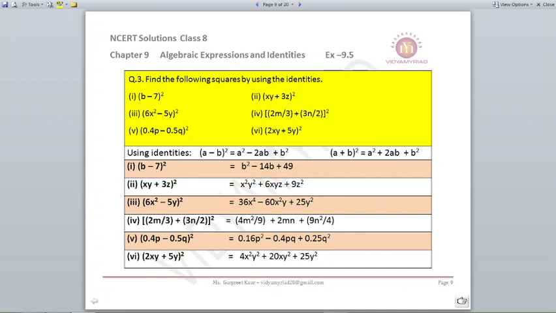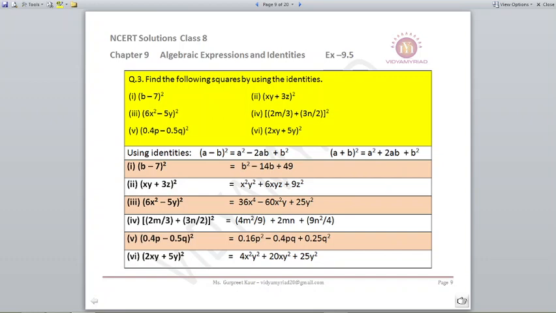Next, 2m upon 3 plus 3n upon 2 the whole square. So using a plus b the whole square formula, you will get your answer as 4m square upon 9 plus 2mn plus 9n square upon 4.